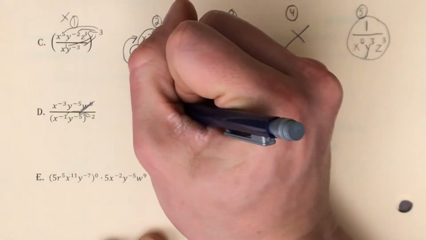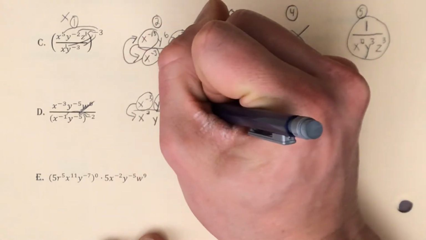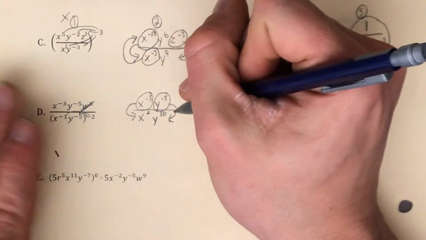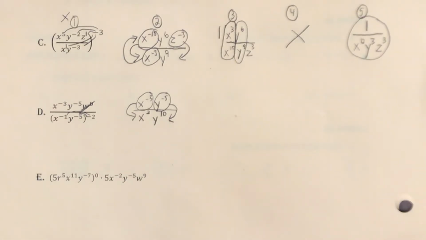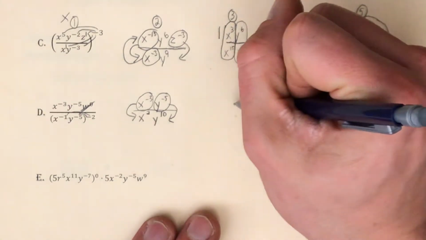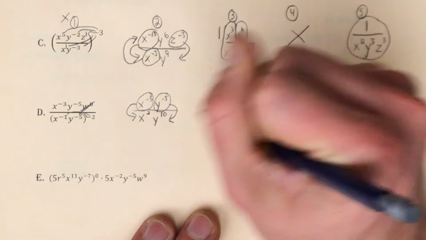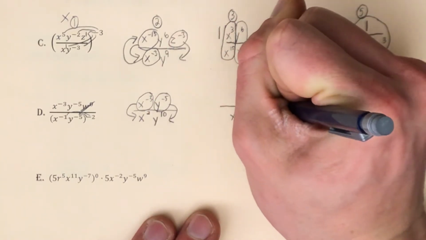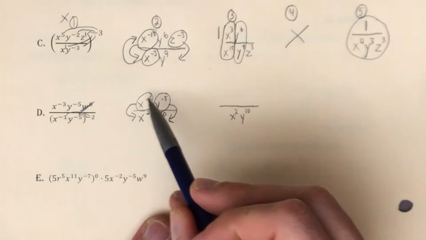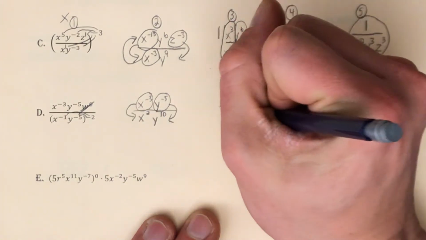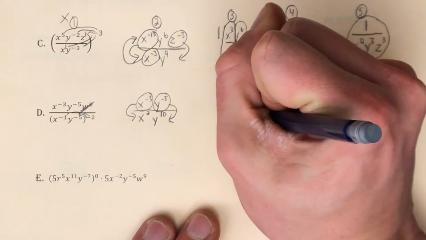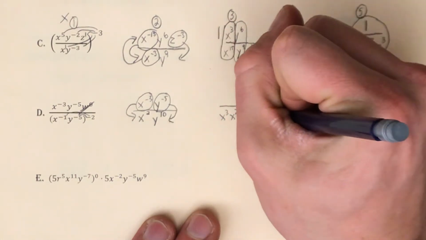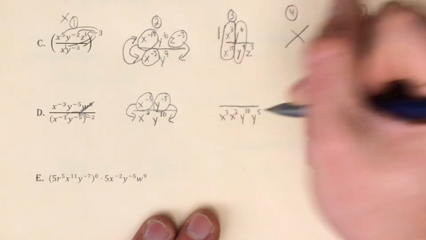So both of those are now going to go to the bottom to get rid of the negative exponent and make it positive. So when I do that, that means that on the bottom, my x squared is going to stay where it's at, and my y to the 10th is going to stay where it's at. Now the top, the x to the negative 3 is going to go to the bottom and become x to the positive 3, and the y to the negative 5 is also going to go to the bottom and become y to the 5th.